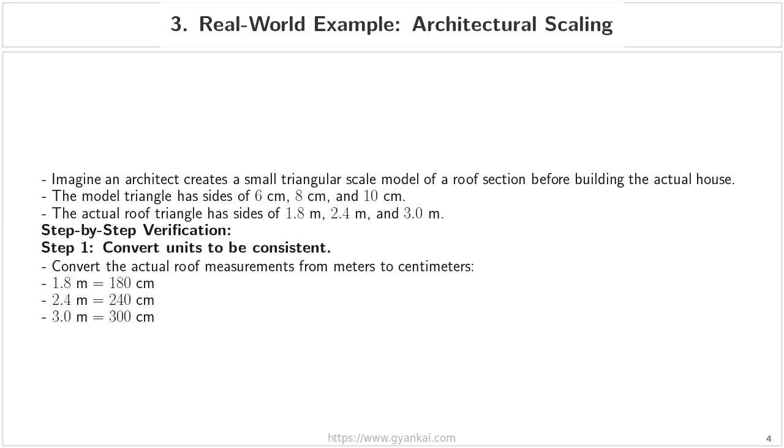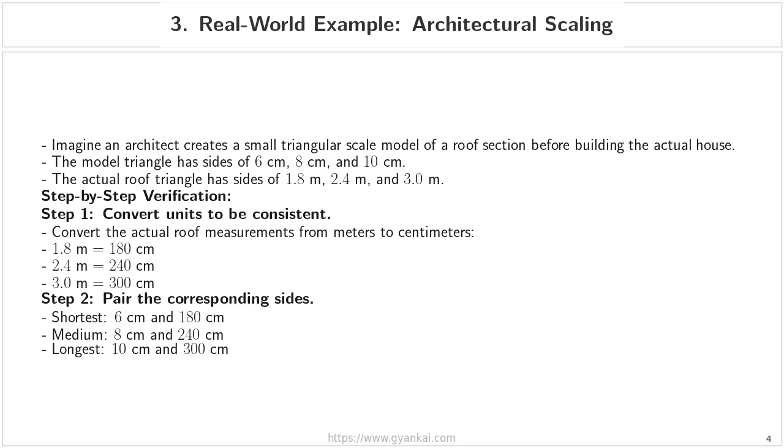First, we must address a crucial detail. Step 1 is to convert our units so they are consistent. As I'll mention later in our common mistakes slide, you can't compare centimeters directly to meters. So, let's convert the actual roof measurements from meters into centimeters. 1.8 meters becomes 180 centimeters, 2.4 meters becomes 240 centimeters, and 3 meters becomes 300 centimeters.